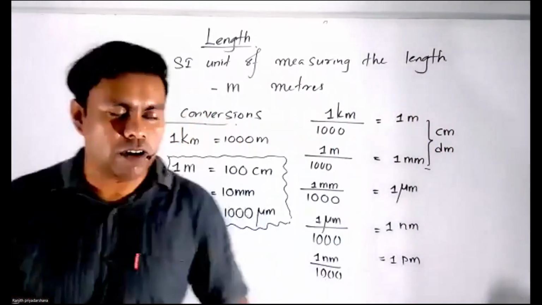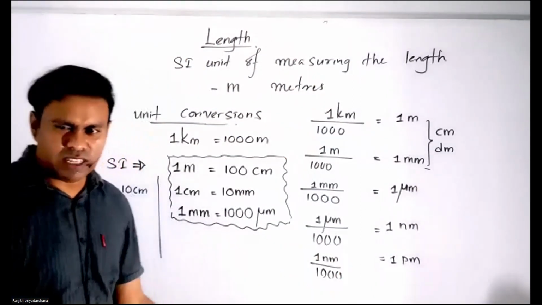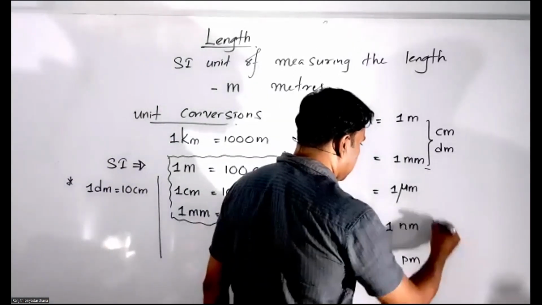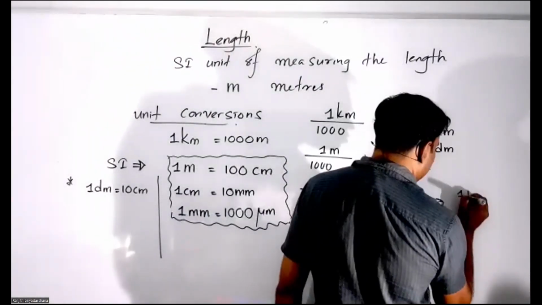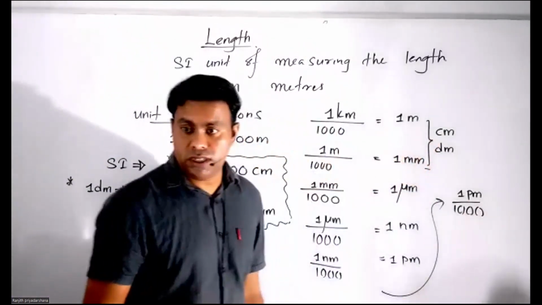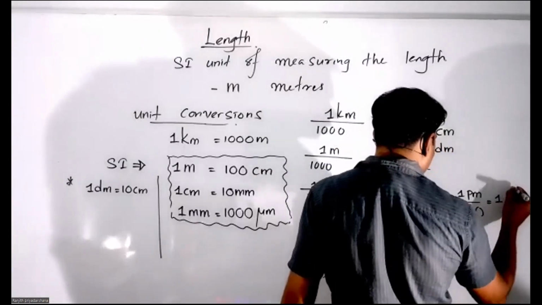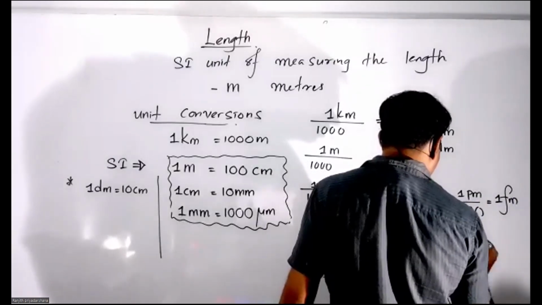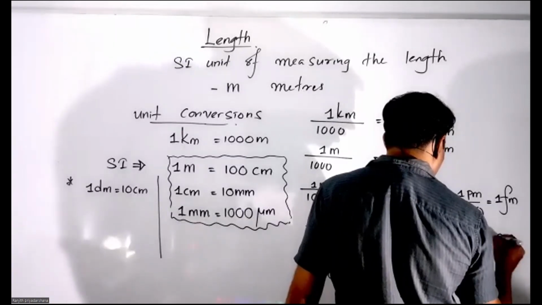Let's take down all these subunits. There are two more, let's write them down. So you have to list them down as a continuation. 1 picometer is divided into 1000, and you end up with 1 femtometer. And 1 femtometer is divided into 1000. That's 1 attometer.